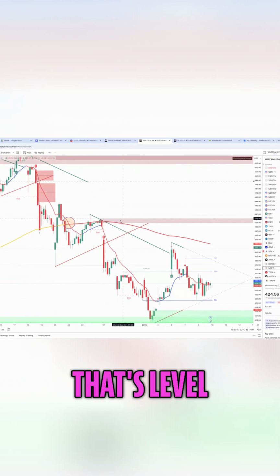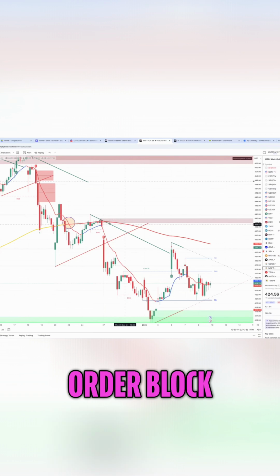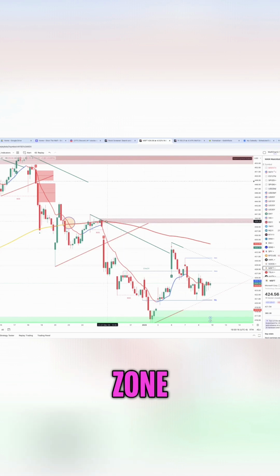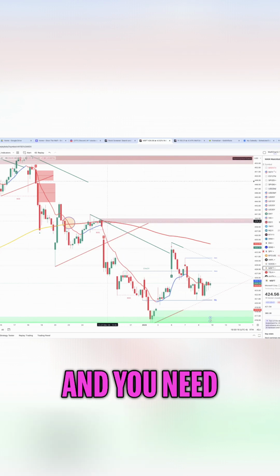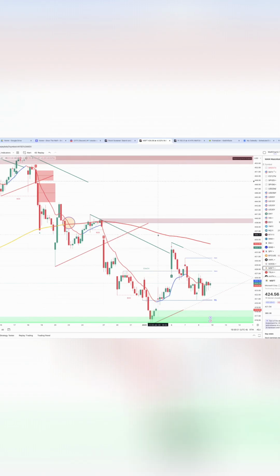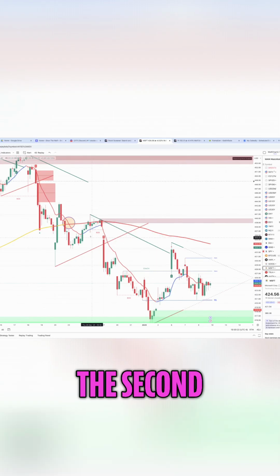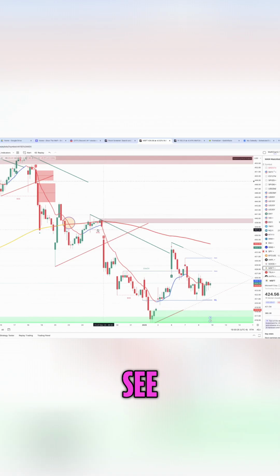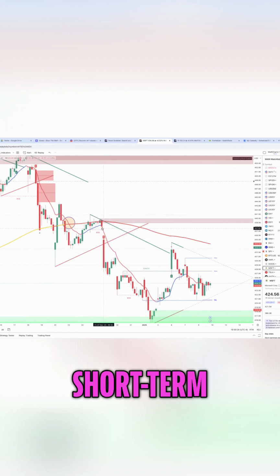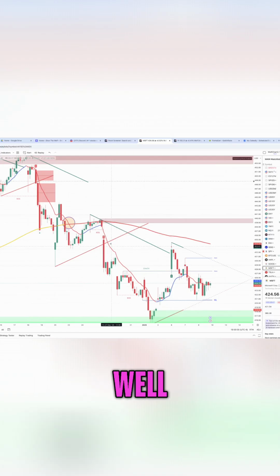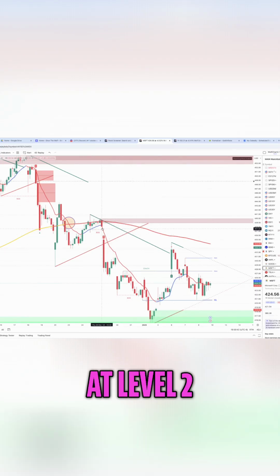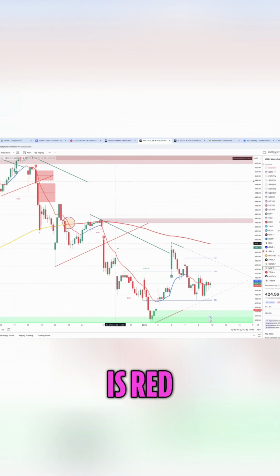Okay, that's level one. You need your red order block or red sales zone near your trend line, and you need a red 200. At level two of the confirmation, the second step is that you want to see that your 12 EMA, your short term trend, is bearish as well. So you want to see bearish sales on your chart at level one, and you want to see that the 200 is red. At level 2, you want to see that your 12 EMA is red.